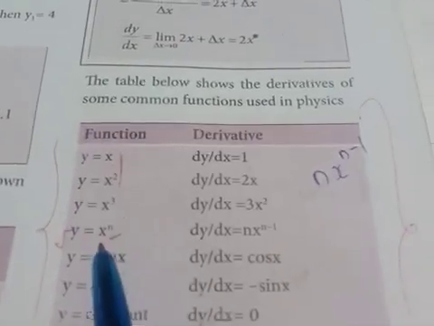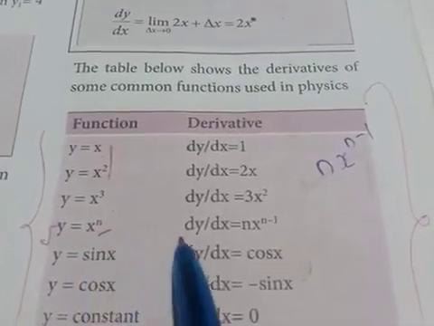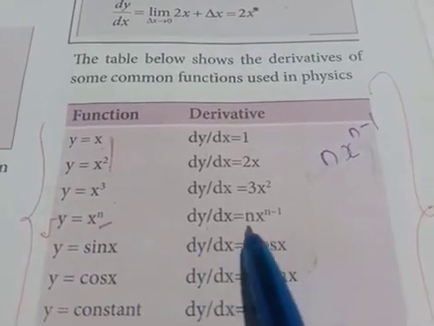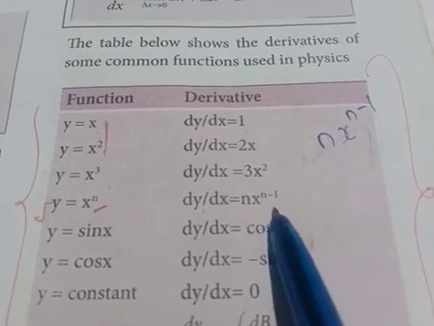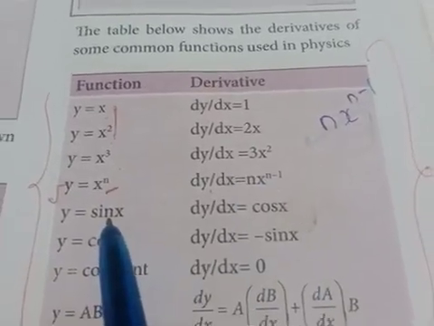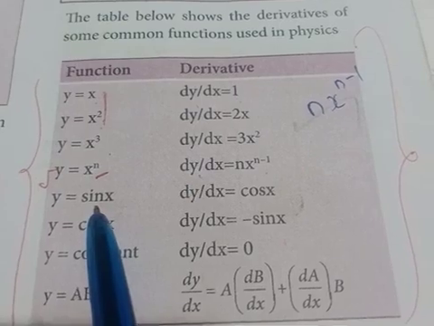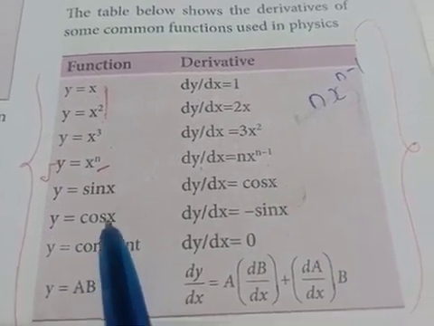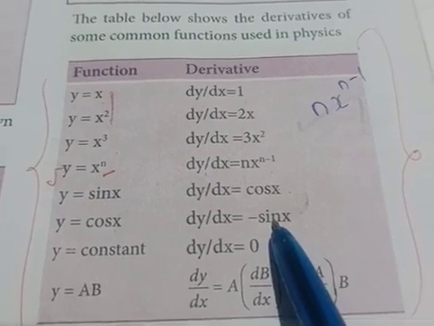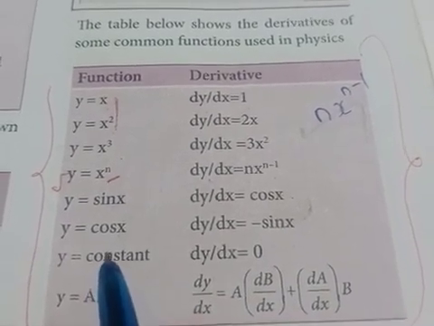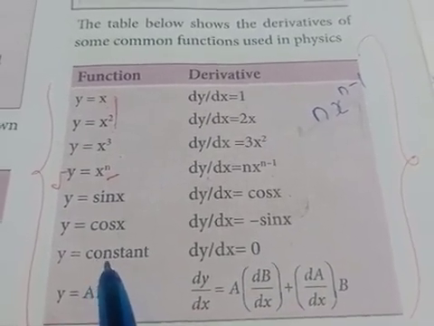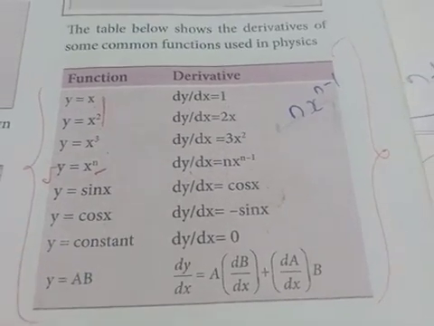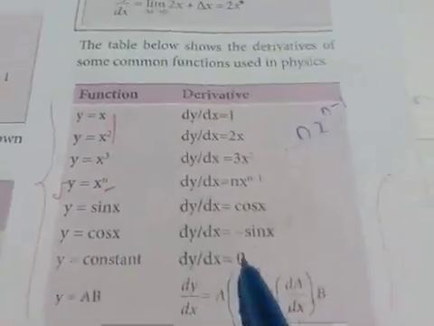So based on this, the formula is: y equal to x power n, so the derivative dy by dx is n x power n minus 1. If the function is sin x, then the derivative is cos x. If the function is cos x, then the derivative is minus sin x. Then for a constant like pi or refractive index, the derivative is 0.